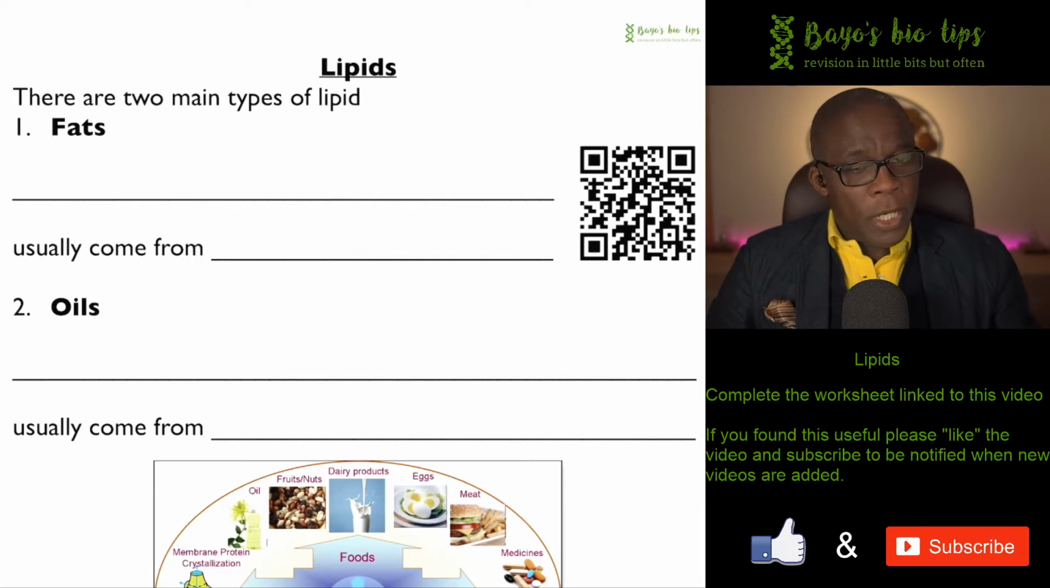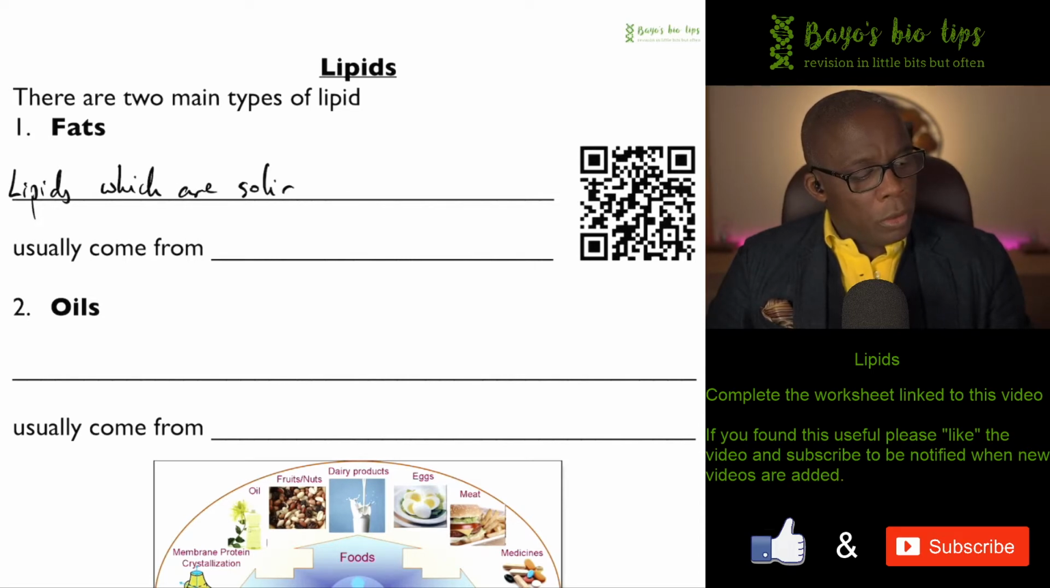So there are two main types of lipid, as I've already alluded to. You've got fats and you've got oils. Fats are lipids which are solid at room temperature, and they usually come from animal sources, for example, lard.